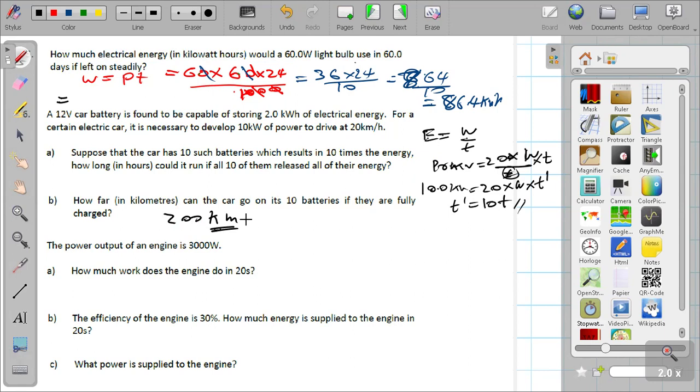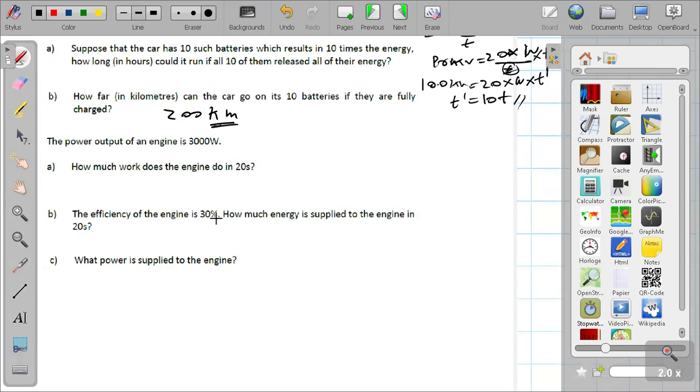Now the power output of an engine is 3000 watts. How much work is done in 20 seconds? Work done is equal to power into time. Power is 3000 multiplied by 20 seconds. It is going to be 60,000 joule.